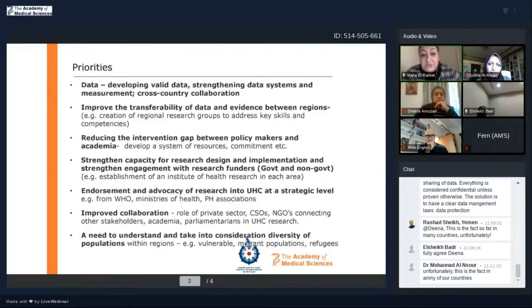And then there's a need to understand and take into consideration the diversity of the populations within the regions, the vulnerabilities, the migrant populations, the refugees. And I would add here that definitely COVID-19 has exposed and unpacked the vulnerabilities as no other emergency has done. So this is again an opportunity to consider this diversity and to consider the needs of those vulnerable groups. Next, please.